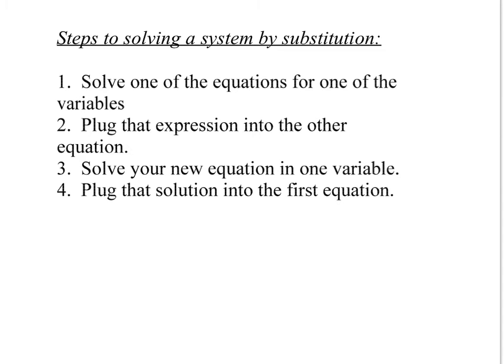So let's look at the steps to solving a system by substitution. Step 1, first thing you're going to do is solve one of the equations for one of the variables. Again, look and be smart. Choose the easiest equation and variable to solve for. Plug that expression, once we solve the expression for the one variable, into the other equation. Solve that equation in one variable. And once we get our answer, either x equals or y equals, we're going to plug that back into the first equation to get our second coordinate in our ordered pair.